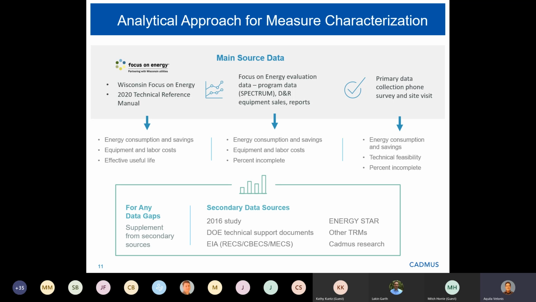Even with all these great sources, there's always data gaps, which we have to fill from supplemental sources. We will be relying on the 2016 study, as well as Department of Energy documents, EIA survey data, such as the Residential Energy Consumption Survey or the Commercial Buildings Consumption Survey. There's a Manufacturing Consumption Survey as well. We look at Energy Star, other TRMs, and of course, Cadmus research that we will either use from prior studies or any data that we need to collect as part of this study. I just want to note that at the end of this deck, we added a reference slide that has more details about the information on the sources that we're using for this study.